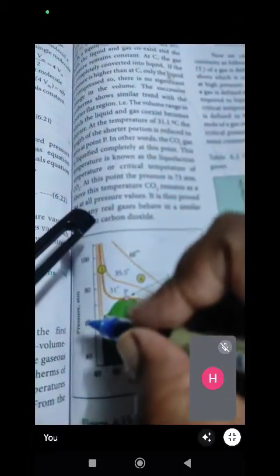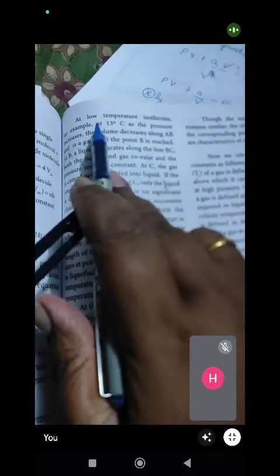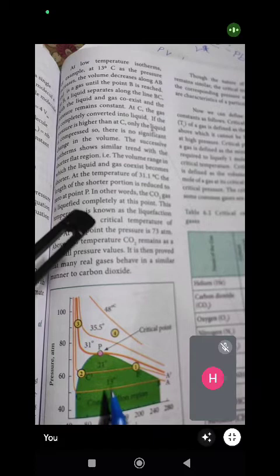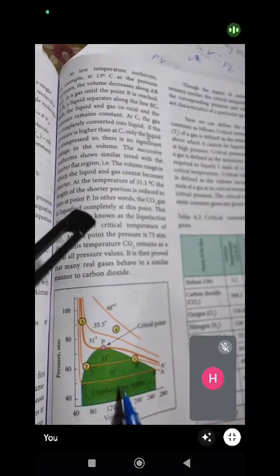At low temperature isotherms. What is an isotherm? Temperature being constant. Pressure and volume will change, temperature will be constant. That we call an isotherm. So at low temperature isotherms, for example at 13 degrees Celsius, where is 13 degrees Celsius? Can you see 13 degrees Celsius?